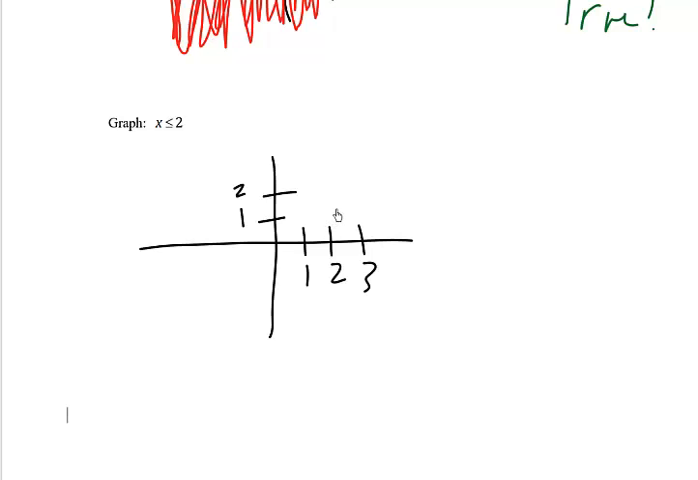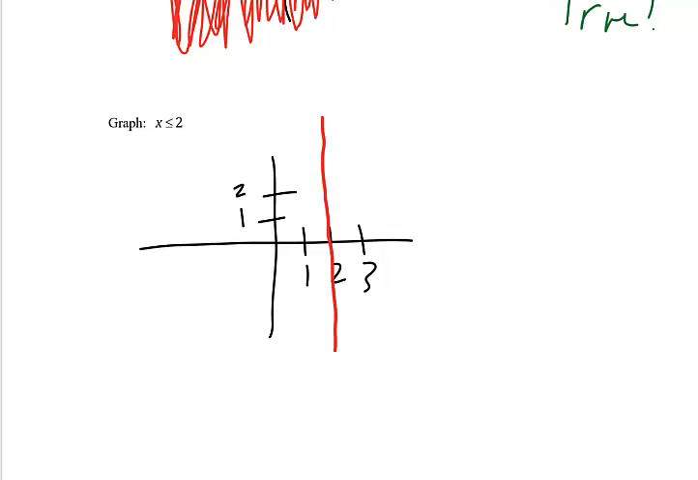Here's a set of axes. My border line is simply the vertical line x equals 2. Should I make it solid or dashed? Well, I go back to the problem. The equal sign is there, so I should be making it solid.